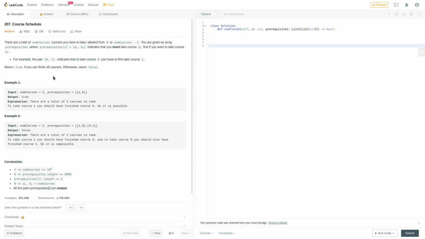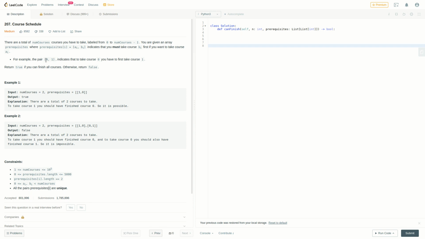Now, in order to solve this problem, I need to see if there is any cycle in this graph. For example, in this given 0-1, if I also had 1-0, that means 0 will depend on 1 and 1 also will depend on 0, so I will have a cycle, therefore I will not be able to finish the courses. To solve this, I will try to topologically sort the given graph, and if I successfully topologically sort it, that means I have no cycle, so I can finish all the courses.